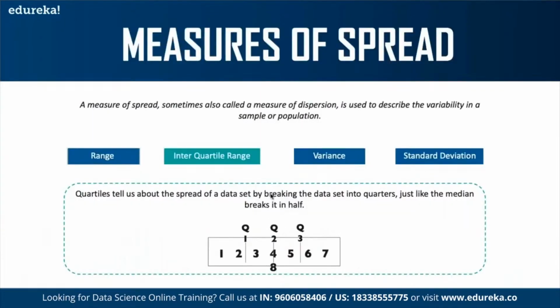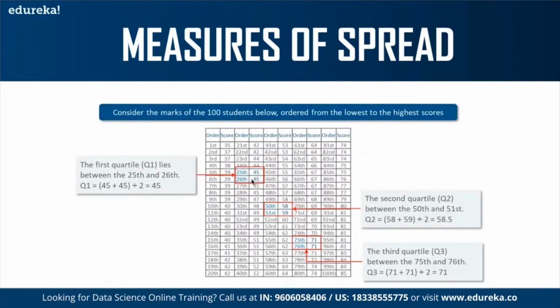And then in terms of the interquartile range, quartiles simply let us know the spread of the data, that means how widely a given data set is spread. To do that, we can divide the data into multiple quarters, just like we have the median. The median simply divides the data in half, whereas quartiles divide the given data set into quarters. As you can see here, we have the entire data set for 100 students.